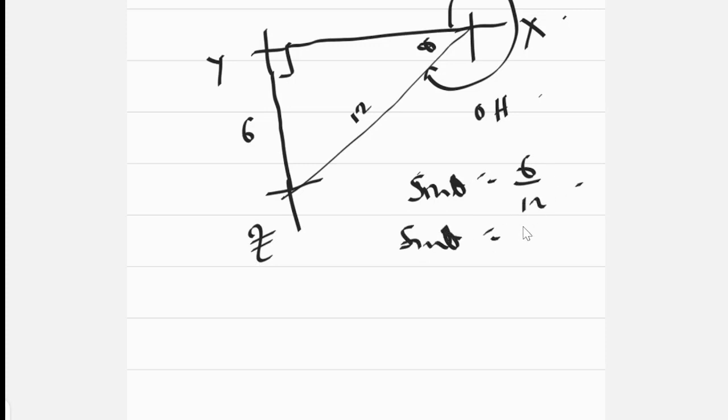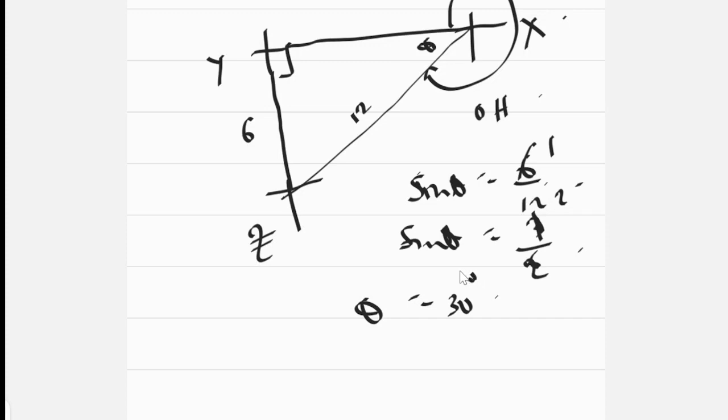Then sine theta is equal to what? 6 here, 1; 6 here, 2, straight away. So sine theta is half. If sine theta is half, then my theta is 30 degrees. I hope we know that.